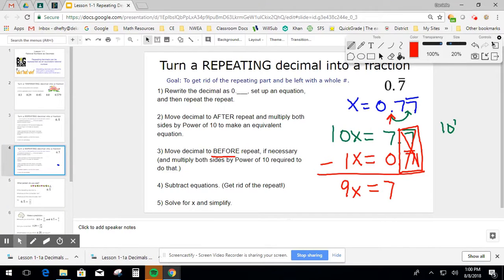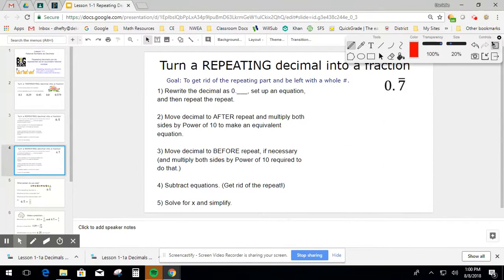And now I'm going to solve for x. 9 times x, so I'm going to get rid of multiplication by division, divide both sides by 9, and I get x equals 7 ninths. 7 ninths is a simplified fraction, so 0.7 repeating is the same thing as 7 ninths. Okay, so if you needed more time, make sure you hit the pause button.